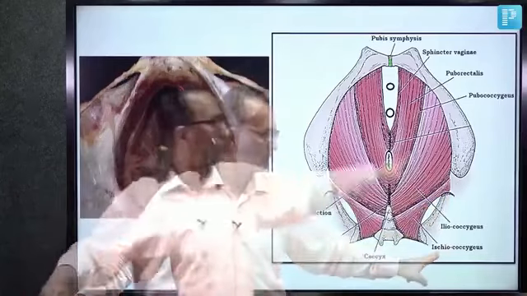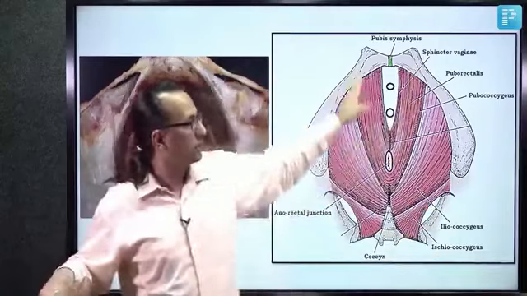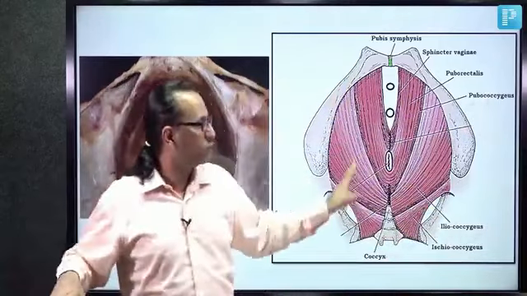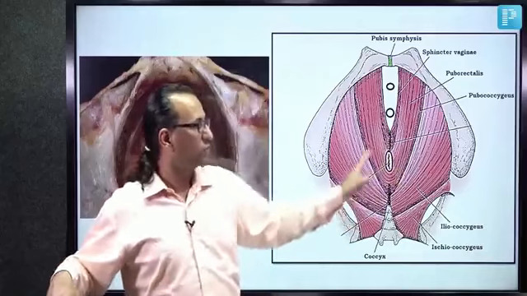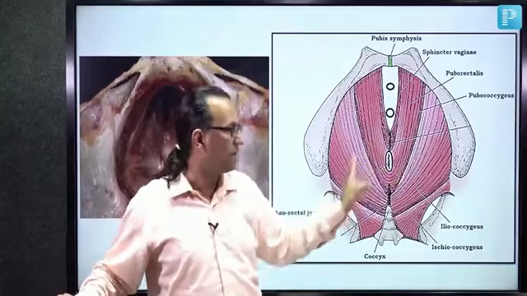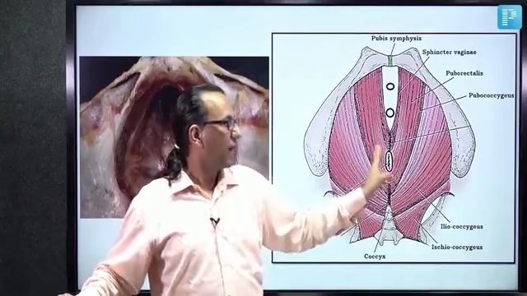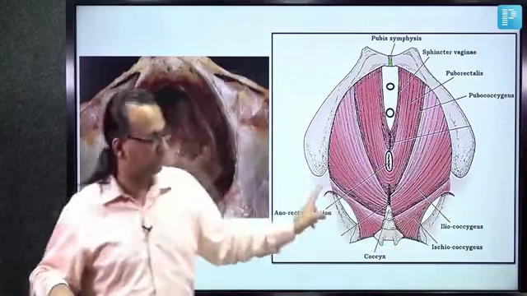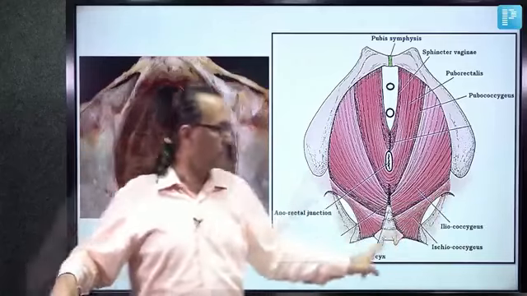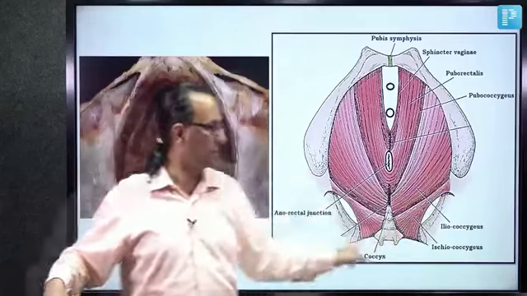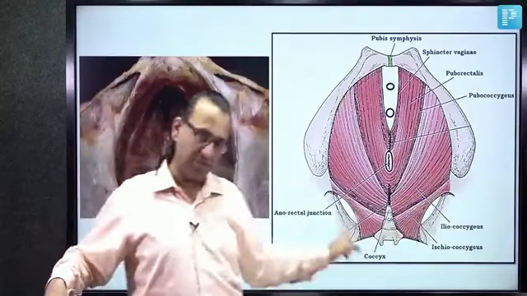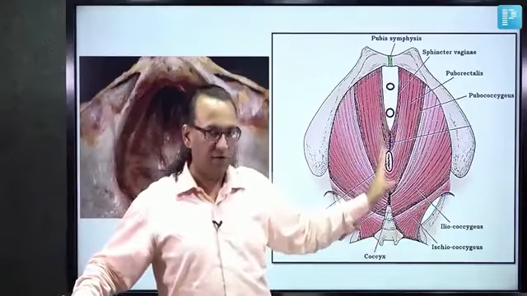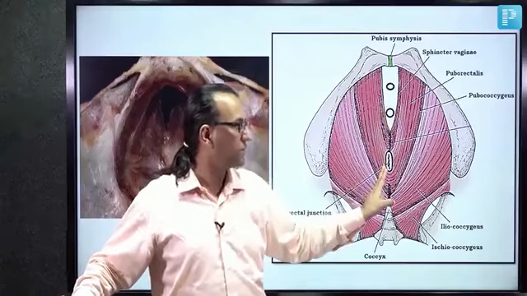Now understand that the first two, that is the pubococcygeus muscle and the iliococcygeus muscle, together are going to elevate the anus, only the first two. So the first two make the levator ani muscle. In the levator ani muscle, you don't include the ischiococcygeus muscle. So the ischiococcygeus muscle is not a part of the levator ani muscle, though it is a part of the pelvic diaphragm.